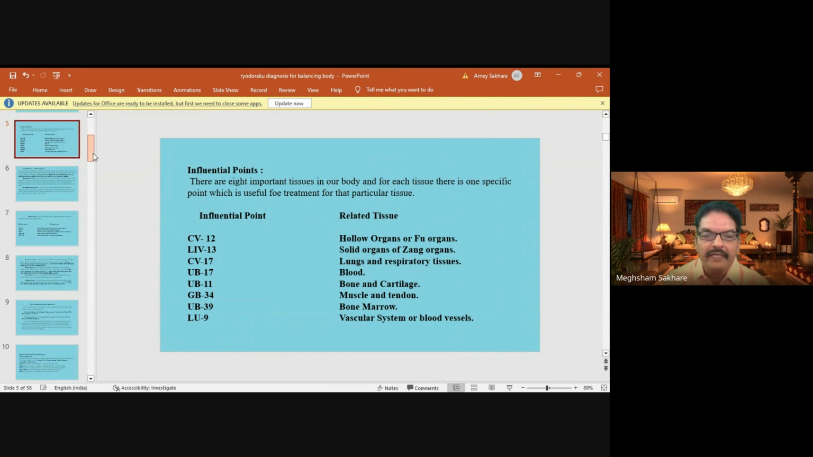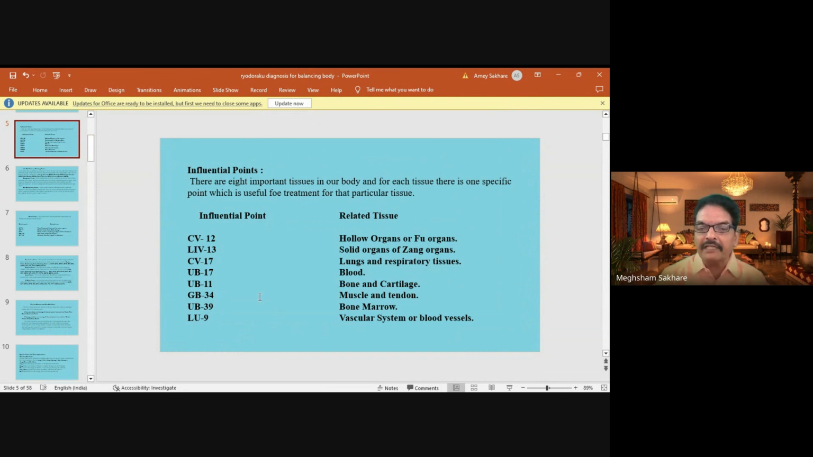So in every disorder, you must use UB11. It is on the second dorsal vertebra, two fingers lateral to the spinous process of the second vertebra. If there is a problem on the right side, use the right side UB11. If there is a problem on the left side, meaning left frozen shoulder, left side sciatica, or left side knee pain, you should use UB11 on the left side.